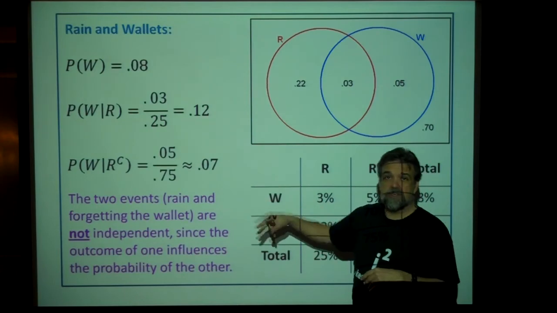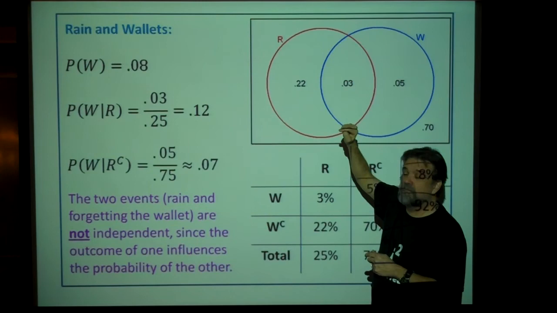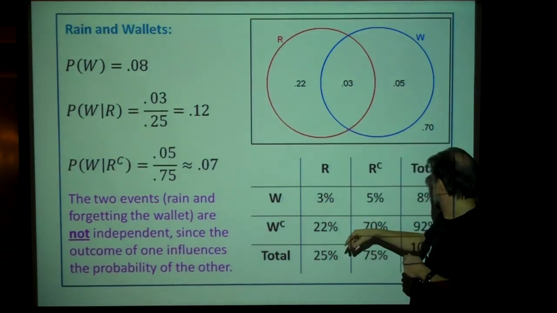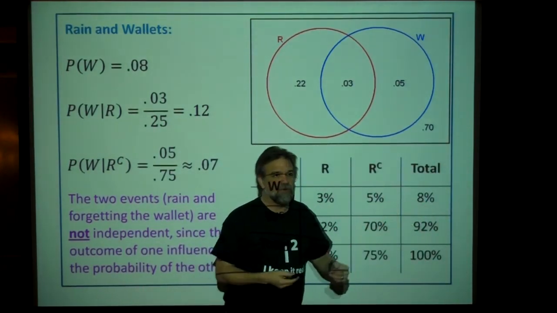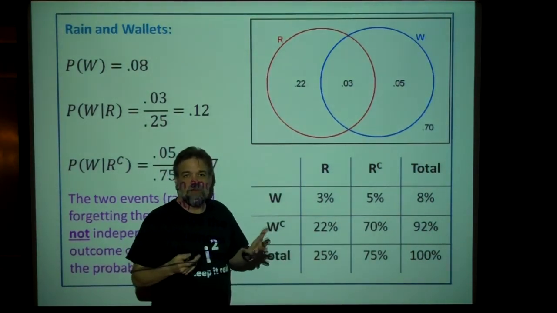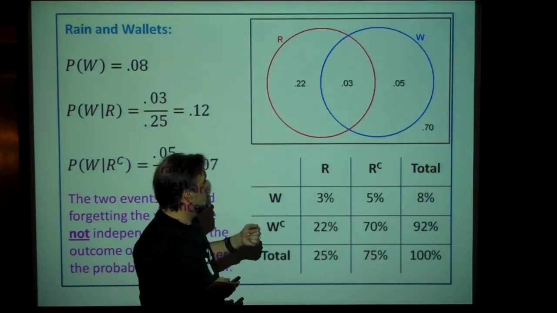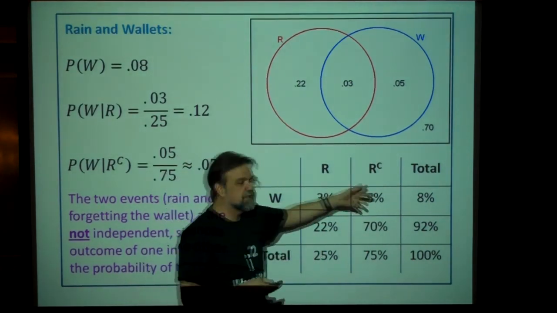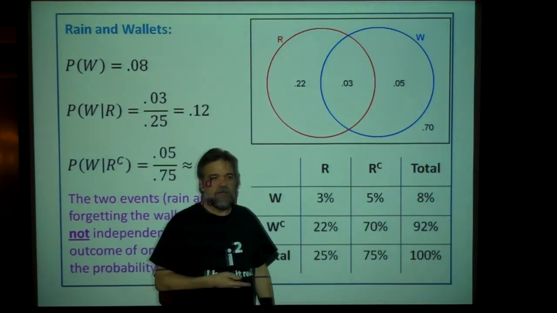In order for these two events to be independent, this would have to be 2% instead of 3%. And so that way, 2% out of 8% would still be 25%, and so that means that whether or not I forgot my wallet, there would still be a 25% chance of rain, and whether or not it's raining, I would still have an 8% chance of forgetting my wallet because 2 out of 25 would be 8%.